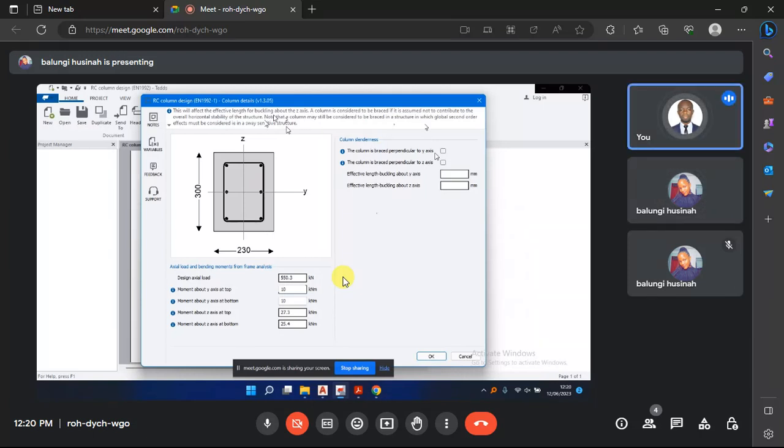Now, the higher the structure, the more it becomes sensitive, and the more you have to consider those horizontal forces. A column is considered to be braced if it is assumed not to contribute to the overall horizontal stability. You can just uncheck this. Okay.